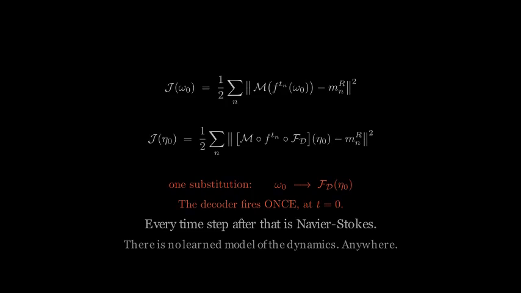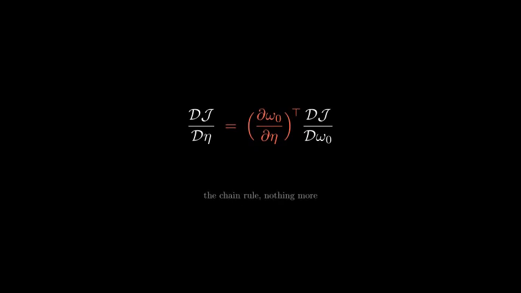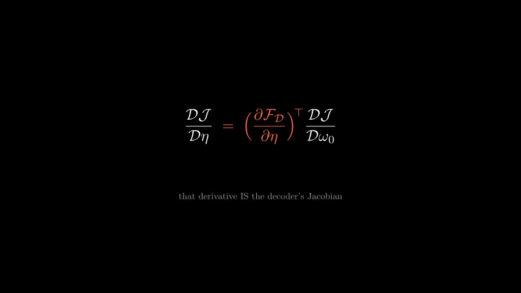To descend on the short list, you need the gradient with respect to the list. And that is the chain rule and nothing more. The gradient with respect to the field times the derivative of the field with respect to the list, transposed. Now, the initial field is not a free variable anymore. It is whatever the decoder produces. So that middle derivative is the derivative of the decoder's output with respect to its input, which has a name, the decoder's Jacobian. And the right-hand factor we already have: it is the adjoint field the classical method was computing all along. So the latent gradient is the state adjoint pushed through one extra matrix. That is the entire algorithmic change.